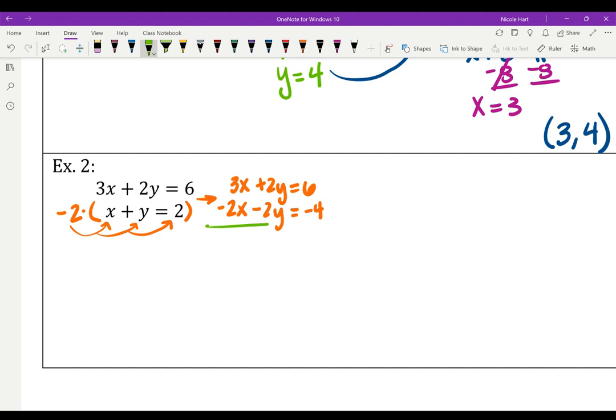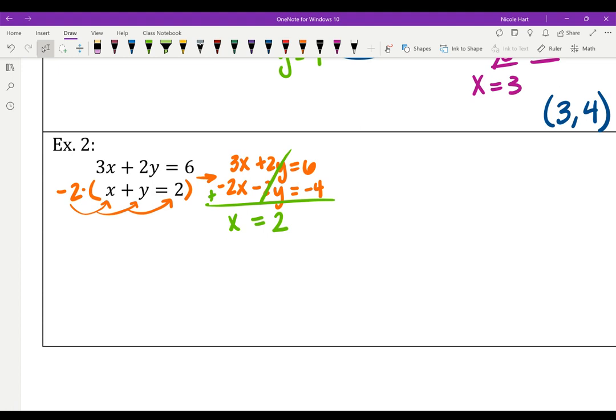So here, when we add down, 3x minus 2x just gives me a positive 1x. I like how that worked out. I'm not going to have to divide. I just have my positive 1x already. 2y minus 2y cancels out. Equal sign, 6 minus 4 is 2. So x is equal to 2.